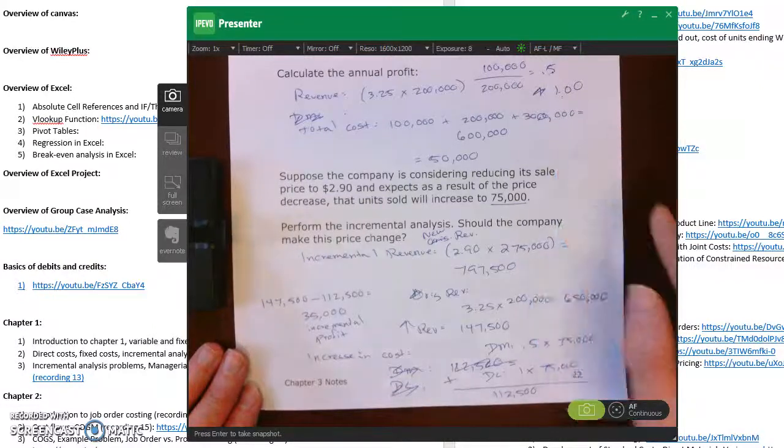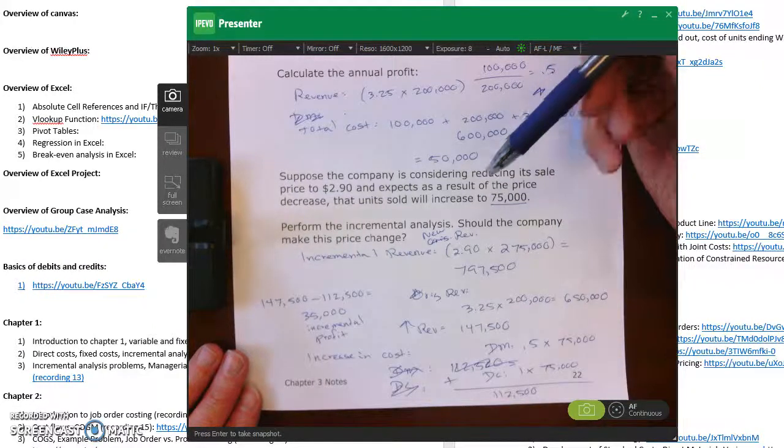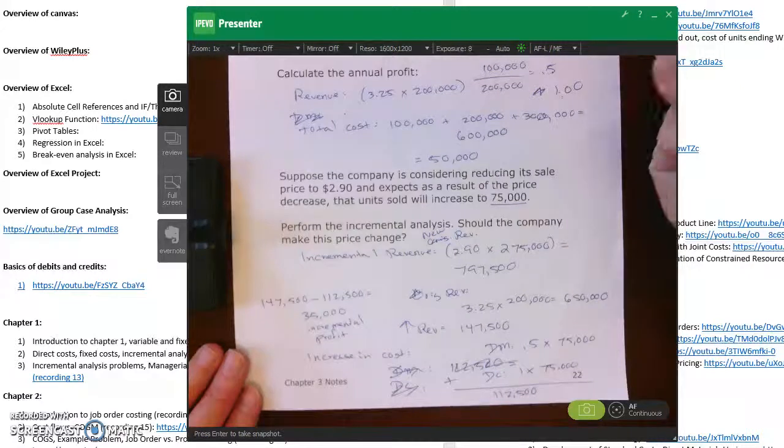Hello and welcome back to Chapter 3 notes. That last video got cut off a little bit when I was trying to explain the incremental analysis and I was running out of time, so I'm just going to review that one pretty quickly.